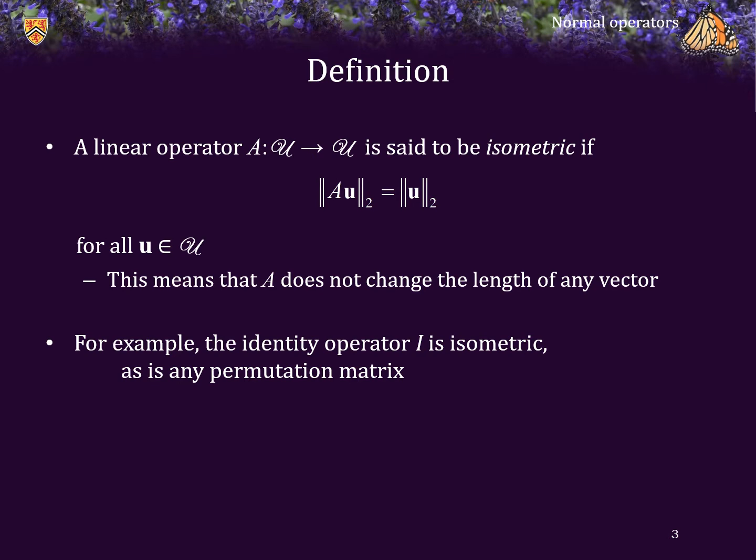For example, the identity operator I is isometric, as is any permutation matrix. That is a matrix that has exactly one 1 per row, one 1 per column, and zeros everywhere else. All of those matrices are isometric operators. Now, the word isometric means same measure. So that sort of suggests what the property of such an operator is.